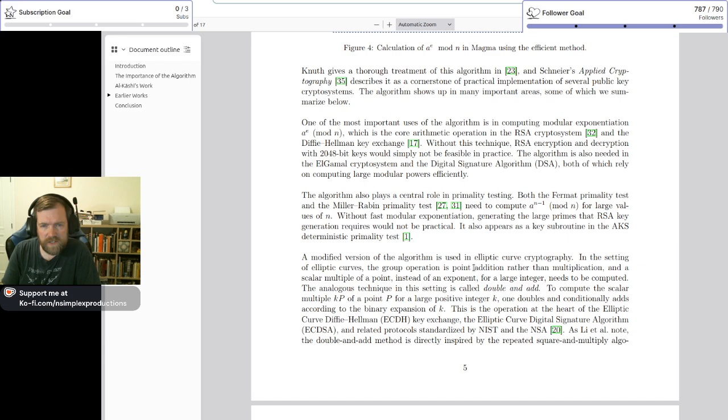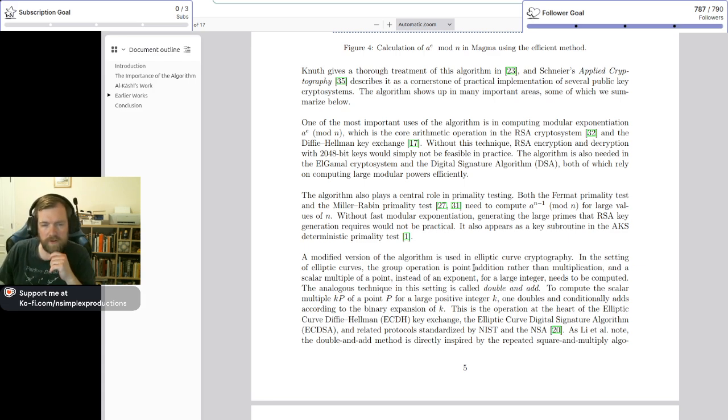The algorithm also plays a central role in primality testing. Both the Fermat primality test and the Miller-Rabin primality test need to compute a^(n-1) mod n for large values of n. Without fast modular exponentiation, generating the large primes that RSA key generation requires would not be practical. It also appears as a key subroutine in the AKS deterministic primality test. A modified version of the algorithm is used in elliptic curve cryptography.